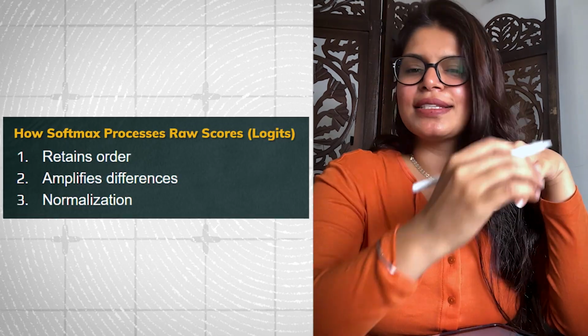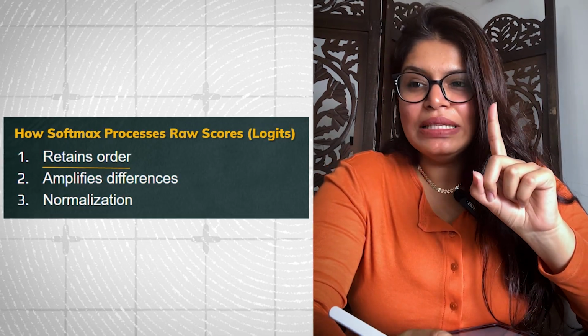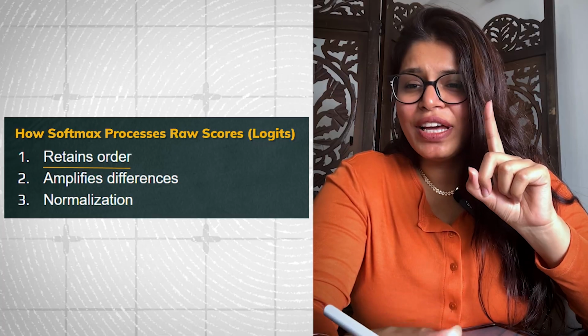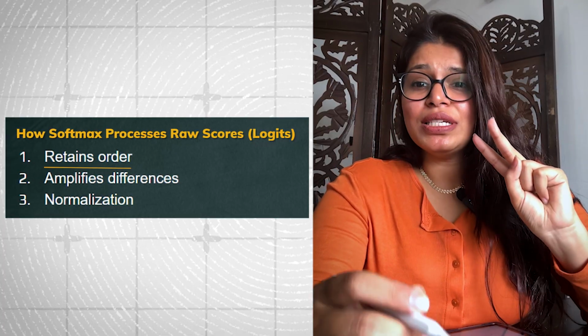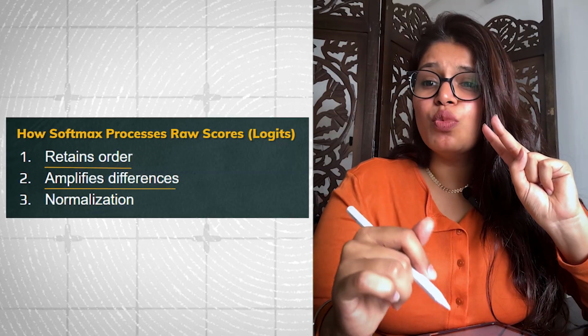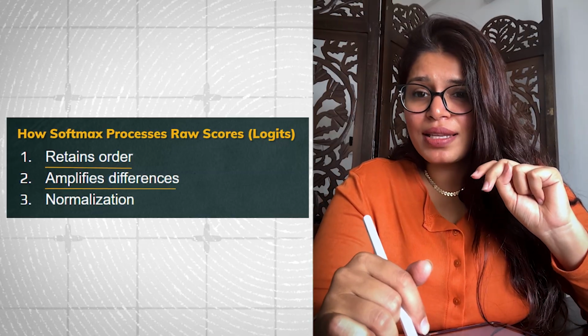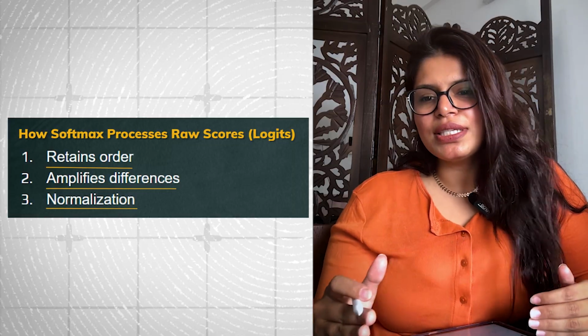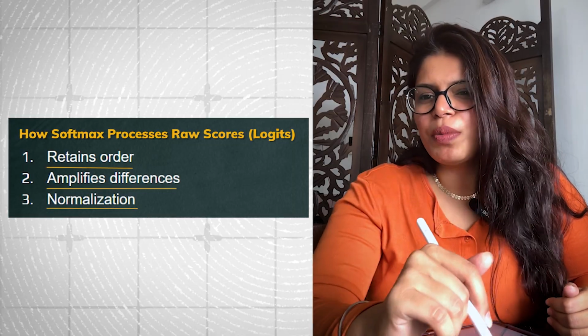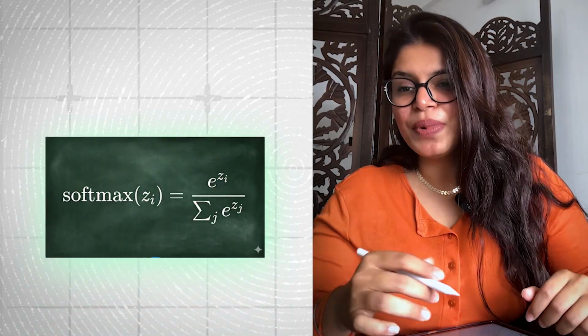Softmax does 3 things. It retains the order, meaning the bigger scores from our output will have bigger probability. Also, the differences between these scores are amplified so that the most confident class really stands out. Also, it normalizes these scores, so everything sums up to 1, exactly like a probability distribution. Here's the magic step.